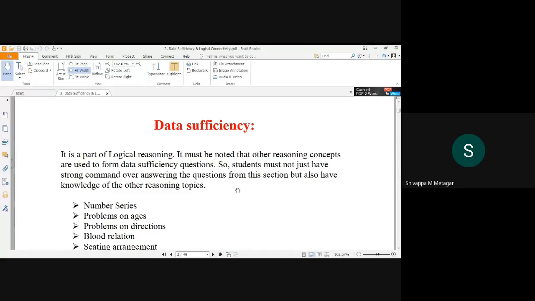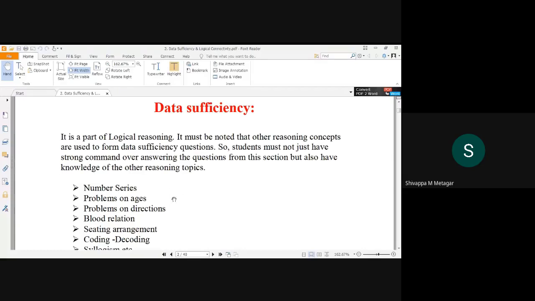Let us say data sufficiency is a part of logical reasoning. It must be noted that other reasoning concepts are used to form data sufficiency questions. So students must not just have a strong command over answering the questions from this section, but also have knowledge of the other reasoning topics. In data sufficiency, only if you are perfect with all the quantitative aptitude chapters is it possible to solve the questions related to data sufficiency.